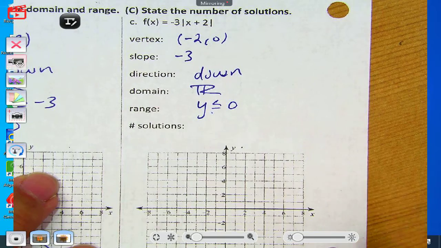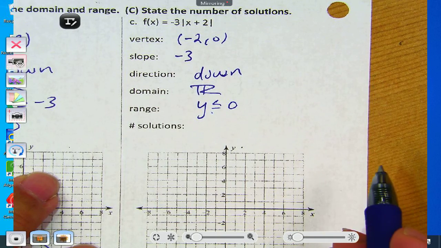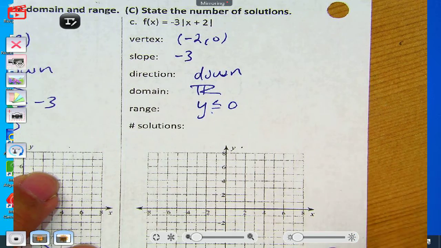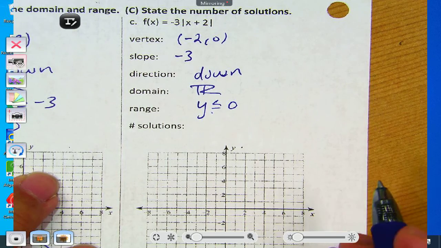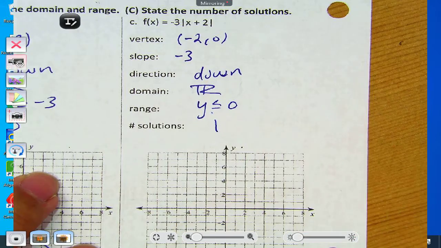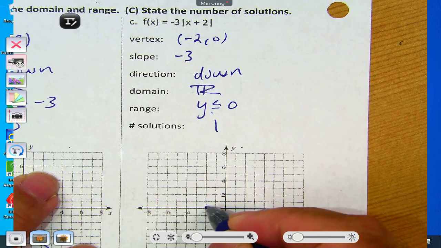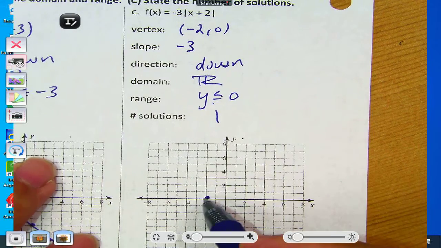Can you guess how many solutions this one has? Before I graph it? None. Okay, I heard every possible guess. I heard 0, I heard 1, I heard 2. It's on the x-axis, therefore it has one solution. Right? The vertex is at -2, 0, so it's here. Right? It's right here, -2, 0.